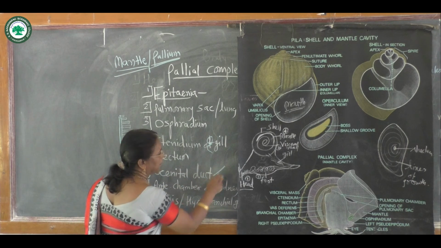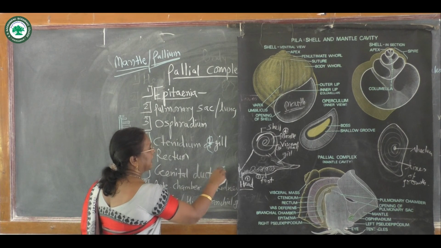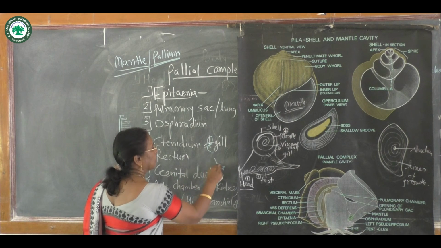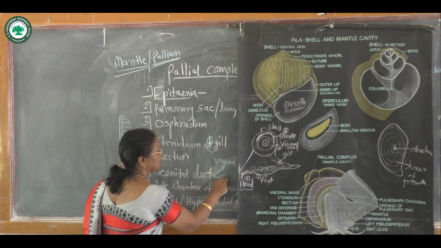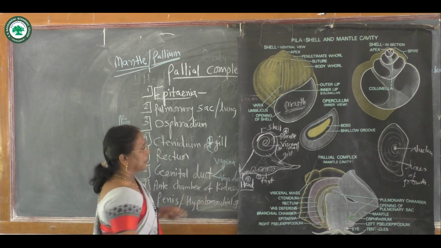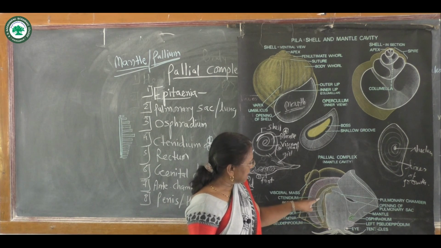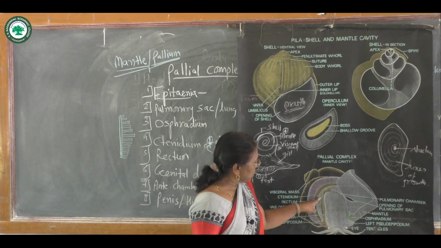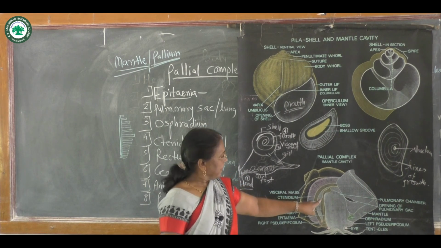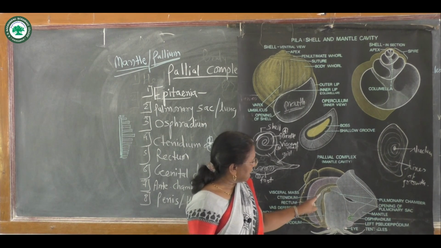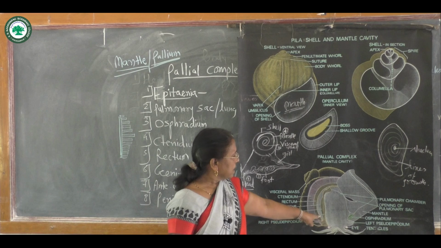Then the genital duct. Sexes are separate in Pila globosa. If the animal is female, then the genital duct is called the vagina, and if it is male, then it is called the vas deferens. According to male and female, suppose this is the female, then here there is the vagina. If it is male, then there is the vas deferens, which is present on the left side of this rectum. This is the location or position of the genital ducts.